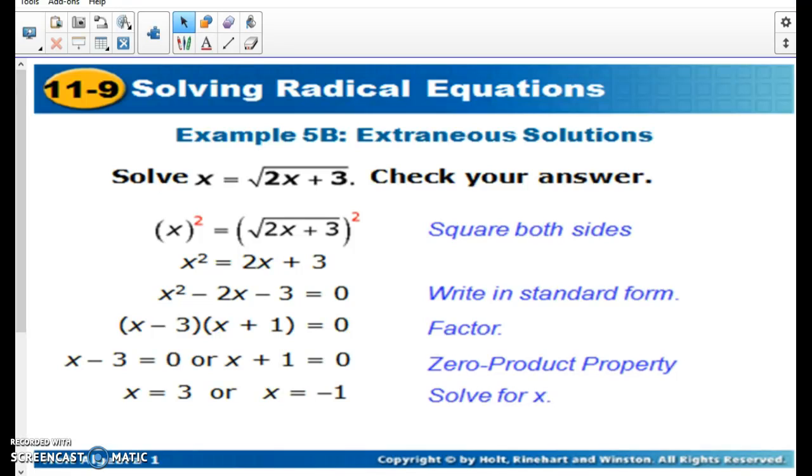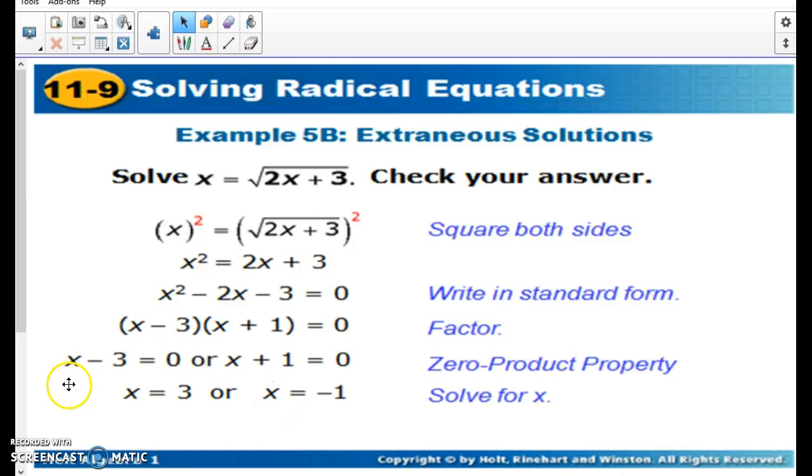Some problems are going to have you FOIL back out, like this one. So I have x equals the square root of 2x plus 3. So once I square both sides, that x is going to give me an x squared. So I'm still left with an x squared. So once I get all my variables and numbers on one side, I'm left with x squared minus 2x minus 3 equals 0, and then I can factor that back out. So I'm left with x minus 3 equals 0, or x plus 1 equals 0. So my two answers for x there would be 3 and negative 1.